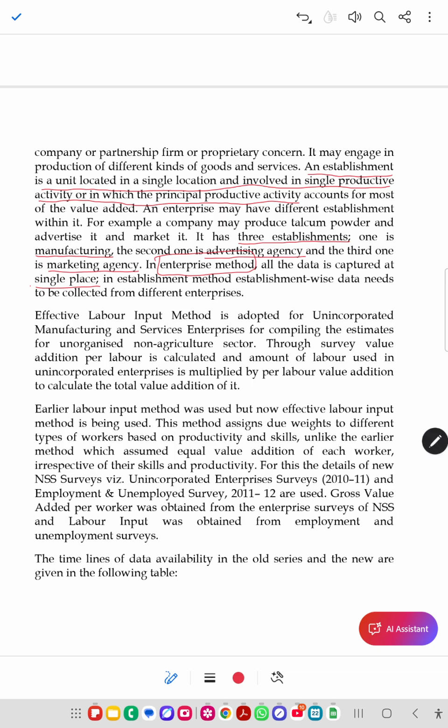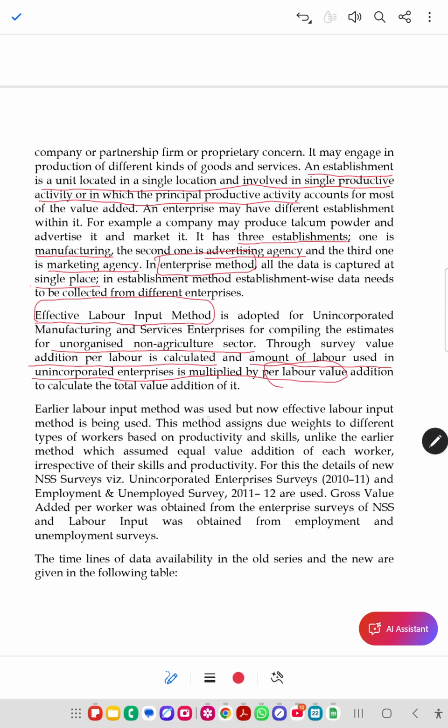Effective labor input method is adopted for unincorporated manufacturing and service enterprises for compiling the estimates of the unorganized and agriculture sector through survey. Value addition per labor is calculated, and the amount of labor used in unincorporated enterprises is multiplied by per labor value addition to calculate the total value addition of it.